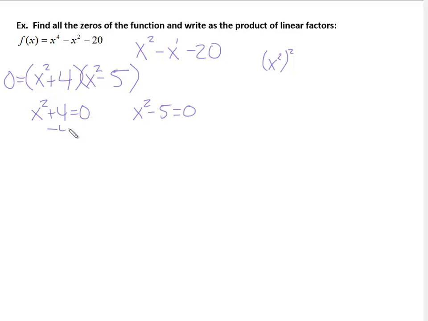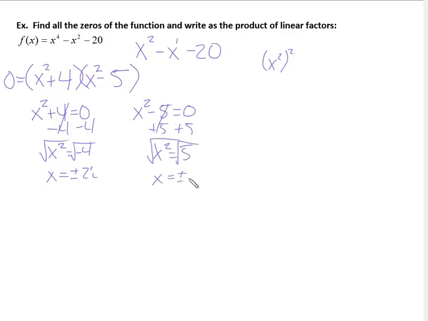So here if I subtract 4, I get x squared equals negative 4. And then we take the square root. We get x equals plus or minus 2i. Okay, so there's two of our solutions. They're imaginary. Here I'm going to add 5 over. x squared equals 5, and take the square root as well. So we get x equals plus or minus the square root of 5, which doesn't simplify.